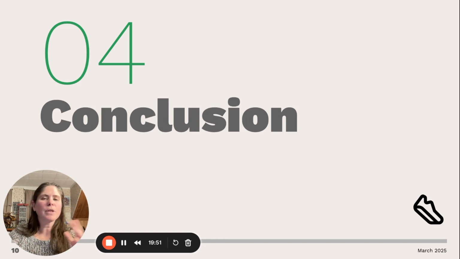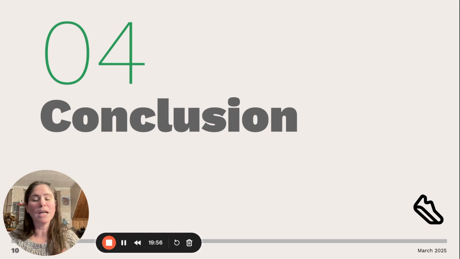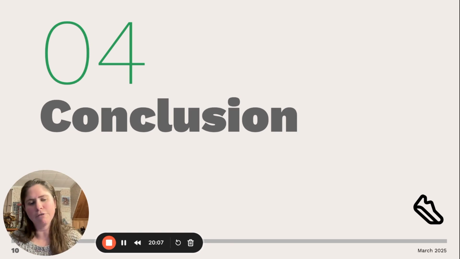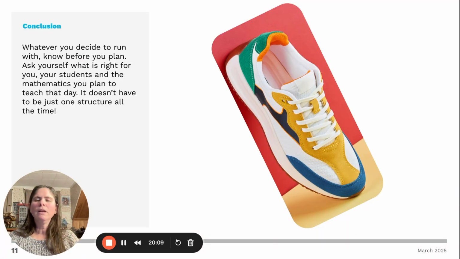Either way, all those other practices that you've learned in this first part, backwards design, using UDL, all of those things are also important to have in your head before you ever sit down to actually read the lesson and hone and customize it for your classroom. But whatever you decide to run with, know it before you plan and ask yourself what is right for you, what is right for your students, and what is right for the mathematics that you plan to teach that day.